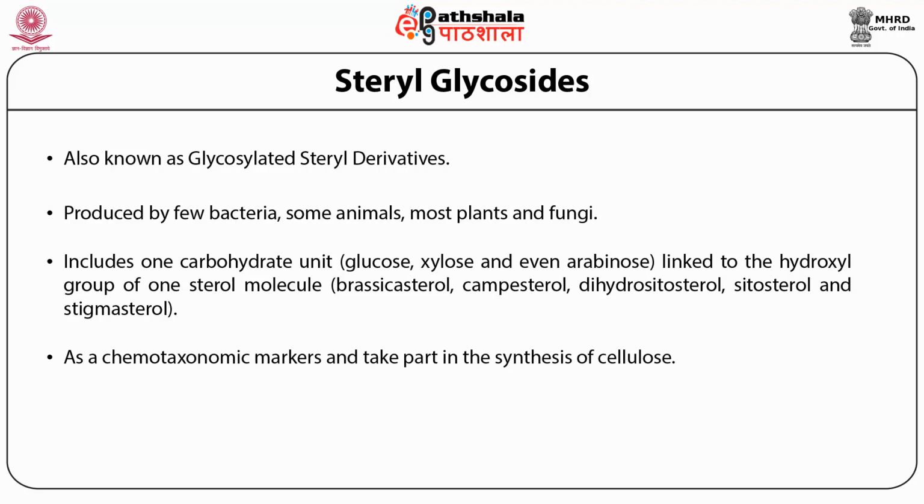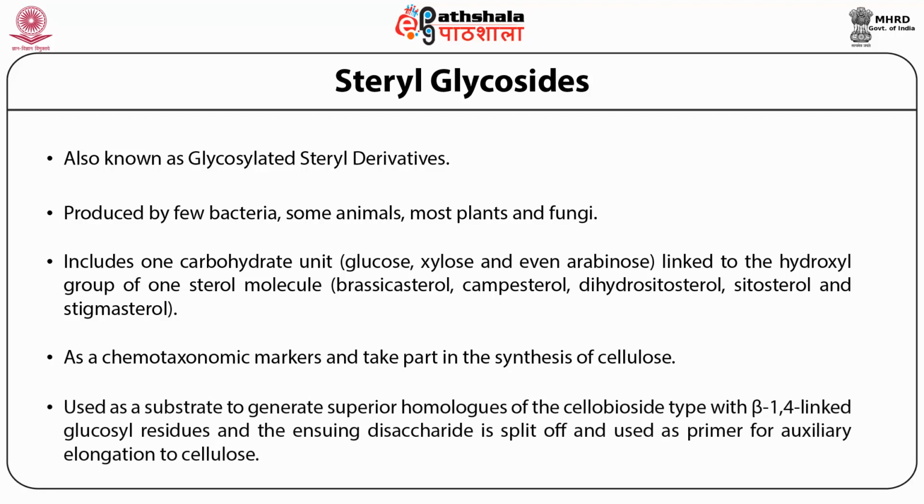In Eperythrozoon... a xanthan species, which is a prokaryote, the presence of cholesterol diglucoside has been reported, suggesting that the sterol glucosides take part in cellulose biosynthesis. It also acts as a substrate to generate superior homologs of the cellobioside type with beta-1,4 linked glucosyl residues, and the ensuing disaccharide is ripped off and utilized as a primer for auxiliary cellulose elongation.